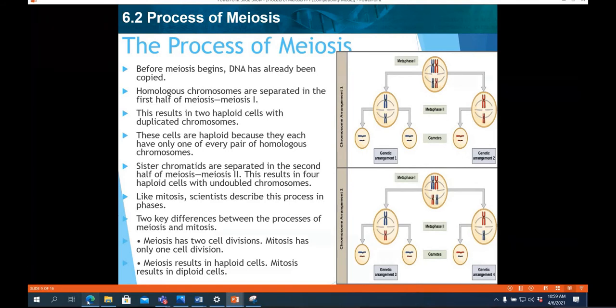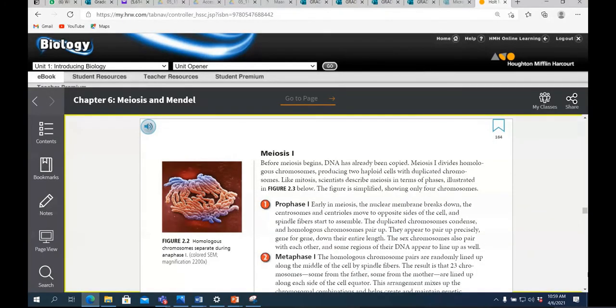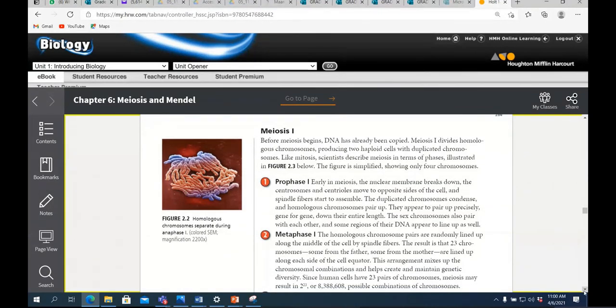Let me take you back to the textbook. Okay. So before meiosis begins, DNA has already been copied, isn't it? Meiosis 1 divides the homologous chromosomes, producing 2 haploid cells with duplicated chromosomes. We are talking about Meiosis 1, but at the end of Meiosis 2, you will get 4 haploid cells. Like mitosis, scientists describe meiosis in terms of phases, which are illustrated below.